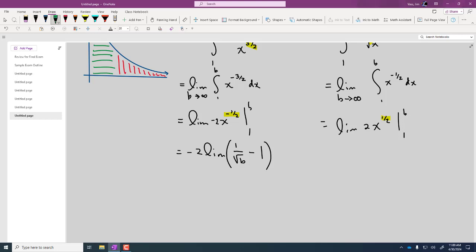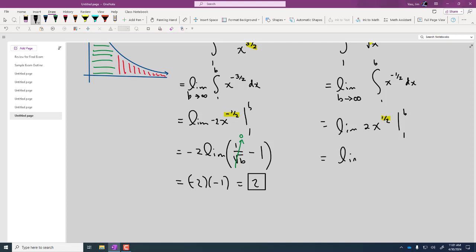And as b goes to infinity, 1 over root b goes to 0. So this becomes -2 multiplied by -1, which is 2. So that tells us that the area beneath that curve is 2. So it's finite. Area is finite. Region is unbounded.